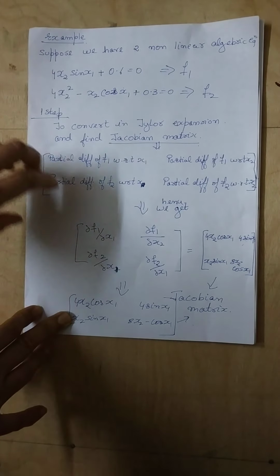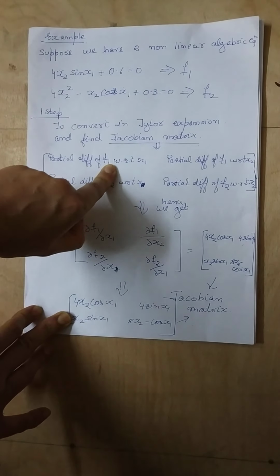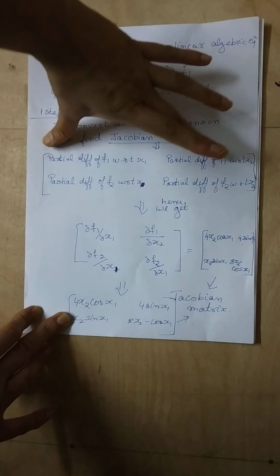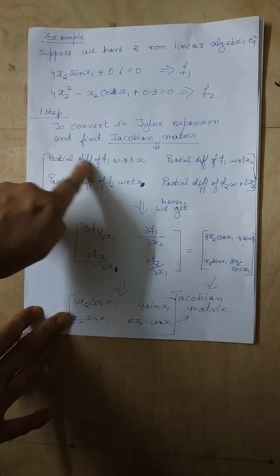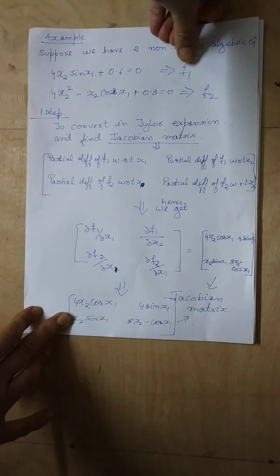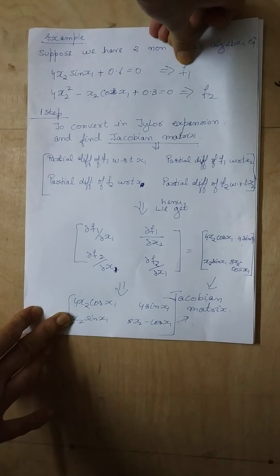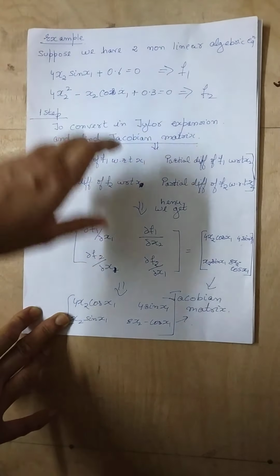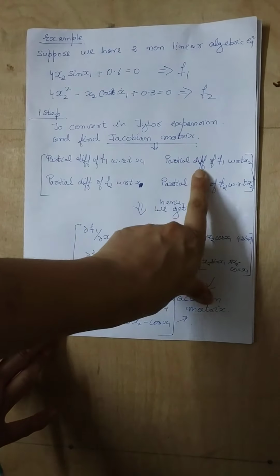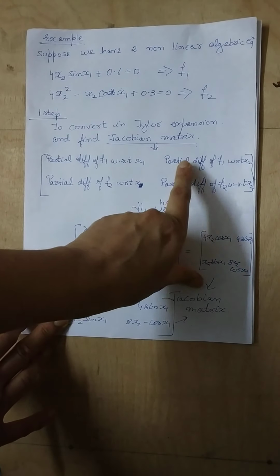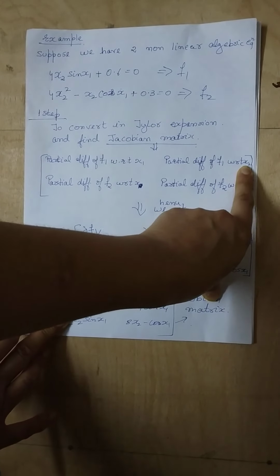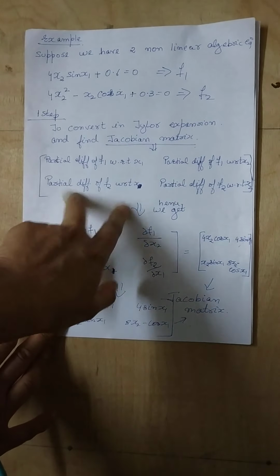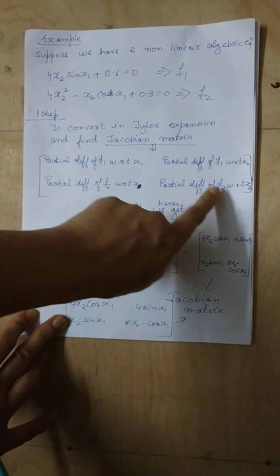Now how to find a Jacobian matrix? We have to do partial differentiation of f1 with respect to x1. This is my matrix and this is the first term of my matrix. In my first term, I have to partially differentiate this f1 with respect to my first variable x1. In a similar way, the second part of my matrix will be partial differentiation of f1 with respect to x2. So it is two variables, so that's why my matrix will be of 2 by 2.